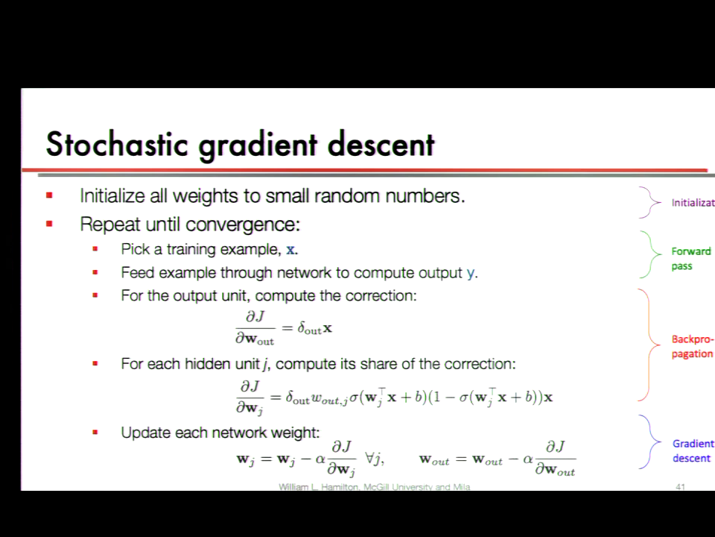Well, this is back to our standard gradient descent, but here we're calling it stochastic gradient descent, again, because we're just looking at a single training example. We're not looking at the entire training set and computing the gradients. The way our algorithm is going to work is, first off, we're going to initialize all of our weights to small random numbers, and then we're going to repeat the following until we converge, until we hit some stopping criterion.